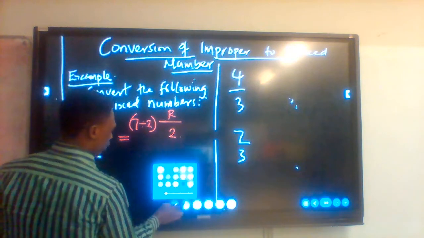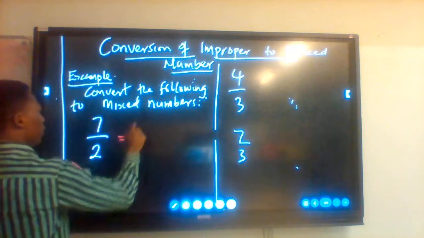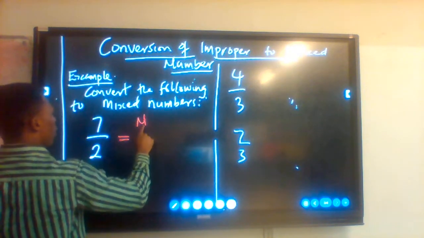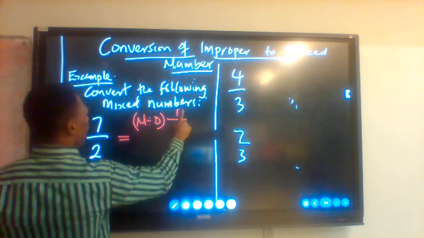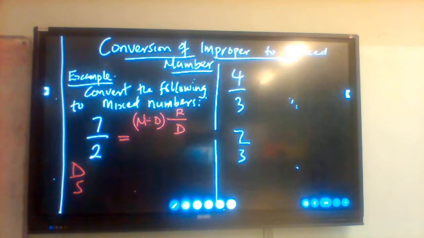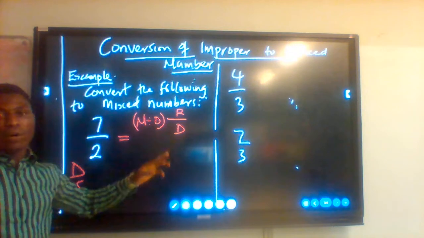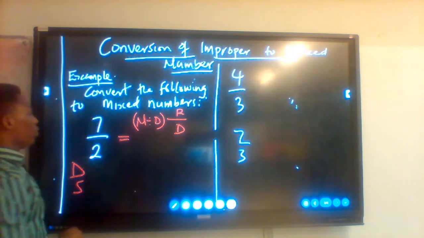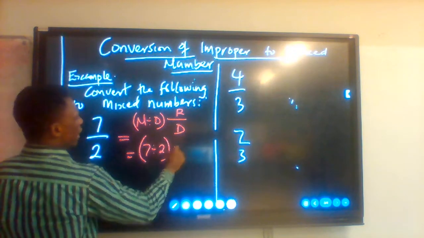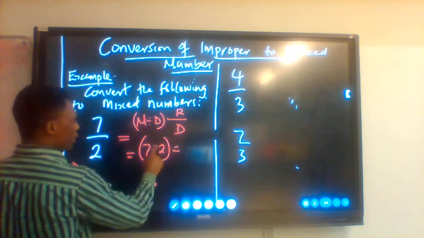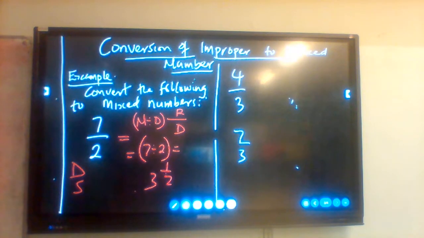Let me give us the summary. What we do is divide the numerator by the denominator, then put your remainder over the denominator. Meaning that 7 divided by 2 will give me 3. The remainder is 1 over 2.